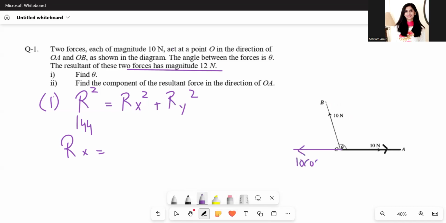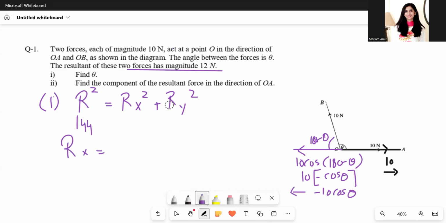The other force will have a horizontal component in this direction, and that would be 10 cos of this angle, and this angle is 180 minus theta. So this is 10 cos(180 minus theta). Now you must know that cos(180 minus theta) is the same as minus cos theta. So we get minus 10 cos theta here. So now we have a 10 Newton force in this direction and a minus 10 cos theta force in this direction.